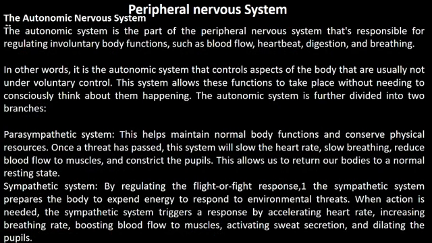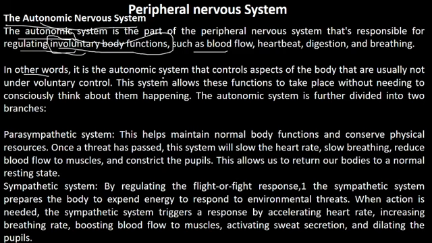So we have the autonomic nervous system, the one that you cannot control. The autonomic nervous system is a part of the peripheral nervous system that's responsible for regulation of involuntary body function, because it is autonomic, such as blood flow, heartbeat, digestion, and breathing. Anything that you are not capable of controlling. Are you getting me? In other words, it is the autonomic system that controls the aspects of the body that are usually not under voluntary control. This system allows these functions to take place without needing to consciously think about them. You don't need to know whether they are happening or not. Are you getting me now?